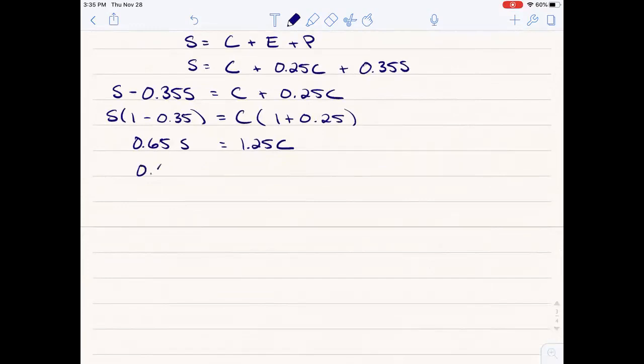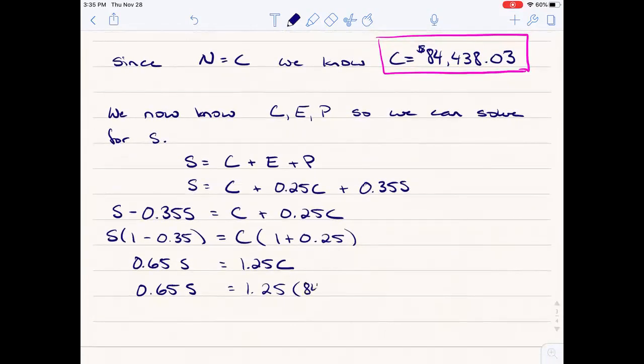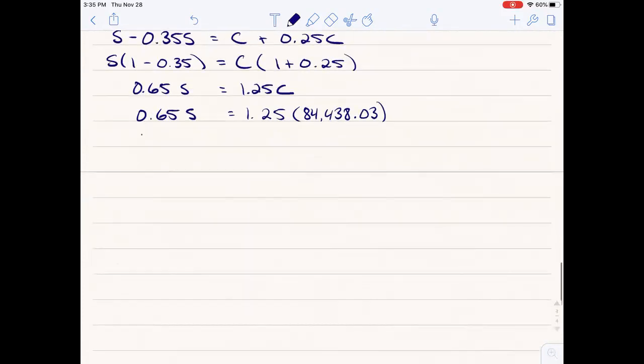So then 0.65S is 1.25 times C, which we said was 84,43803. So that times 1.25, 0.65S is 105,547.5375.